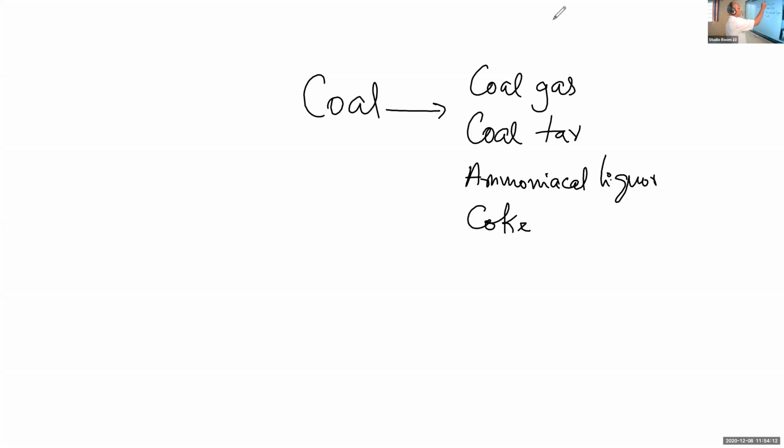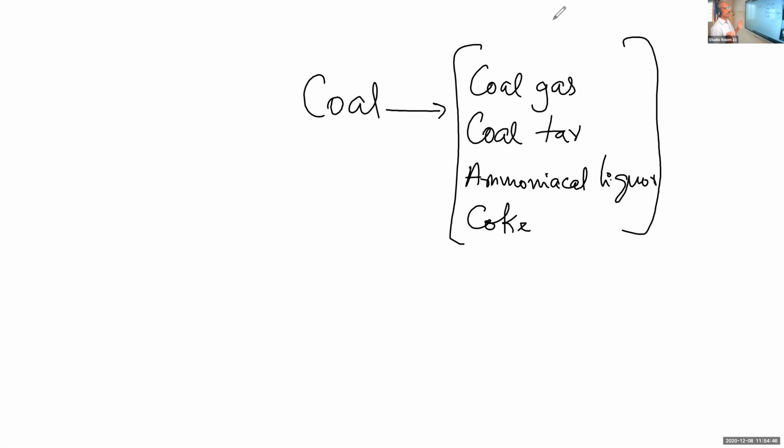So we get four different fractions. And this is called the destructive distillation of coal. The freshly mined coal is heated in the absence of air, and we get different fractions like coal gas, that is the gaseous products, which is mainly used as fuel. Okay, coal gas, coal tar.